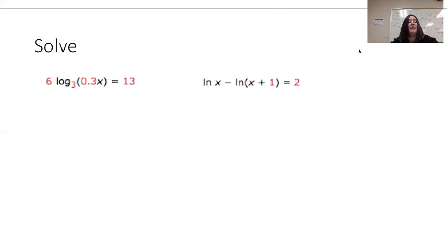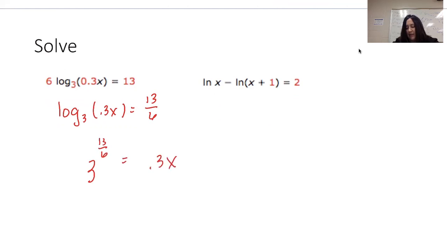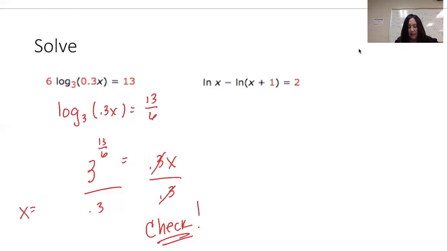What if we have something like this? Well, again, you have to isolate the log. So we're going to divide both sides by 6. Log base 3 of 0.3x equals 13 over 6. Again, rewrite as an exponential. 3 to the 13 over 6 equals 0.3x, and divide by 0.3. Again, make sure you are checking your solutions, because you cannot take the log of a negative number. But if you look at what you have here, this would not be a negative solution. Again, you'll want to type that in the calculator to get the approximate solution.